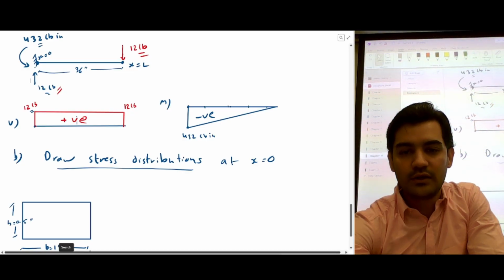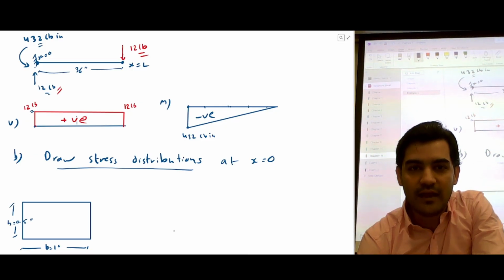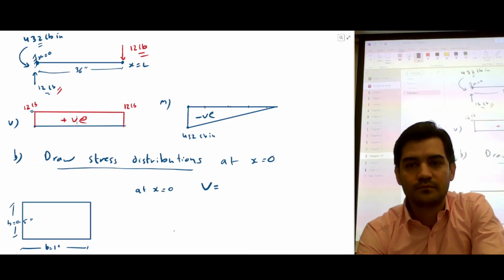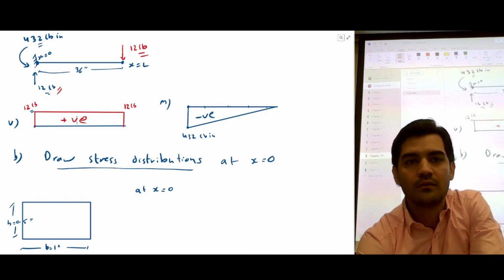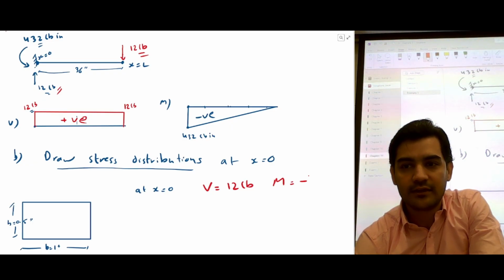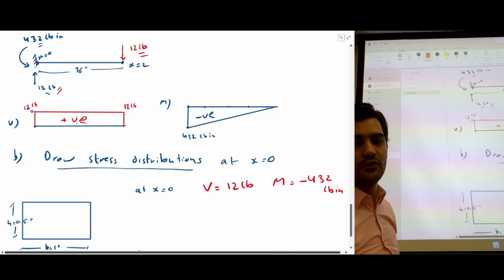So how we will do this is figure out what we have at this point. At x equal to 0, what is the shear force? Shear force is 12 pounds, which is basically the same everywhere. Our bending moment at this point, at x equal to 0, is negative 432 pound-inch. This is our shear force, and this is our bending moment.